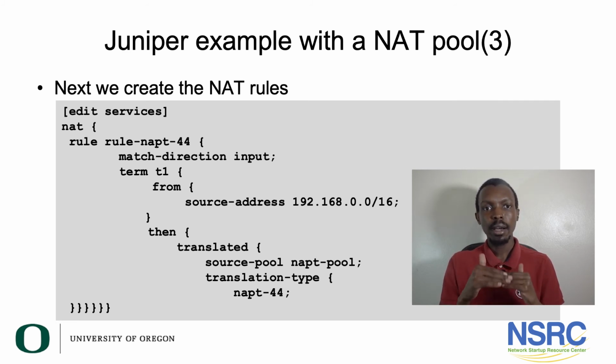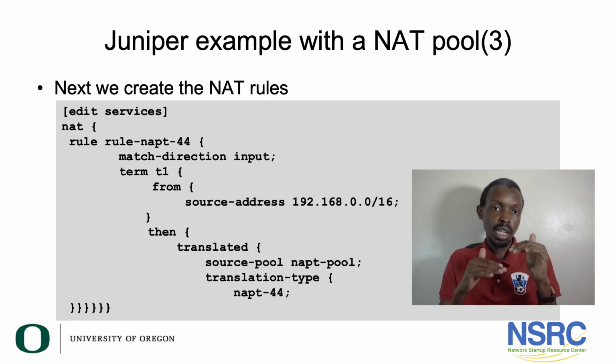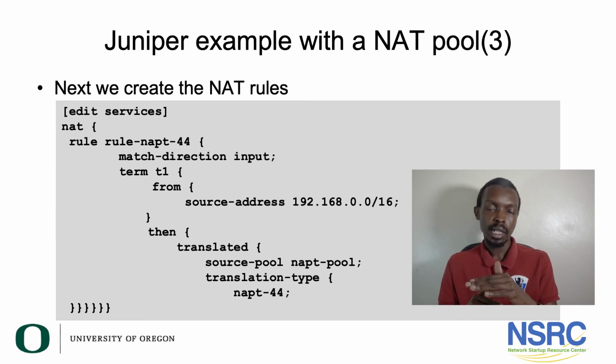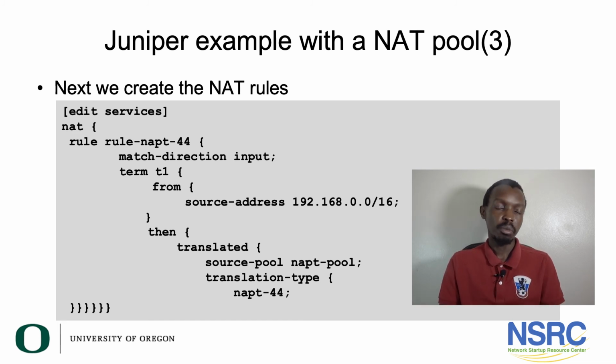If you wanted to have multiple pools, you'd have to create them with their different names. And then inside the rules, you'd have different terms. So term T1 would match a certain address, then term T2 would match a different address and have its own different pool, then term T3, and you can give the terms different names that match why you have that particular pool.